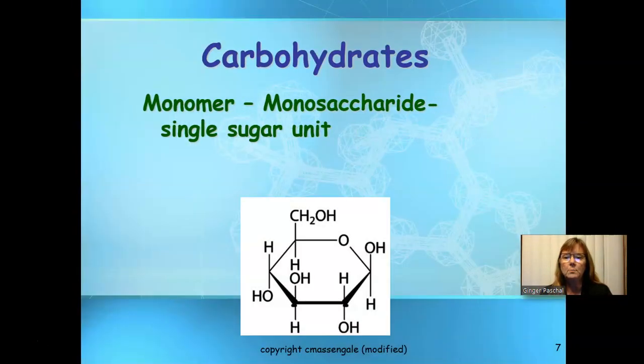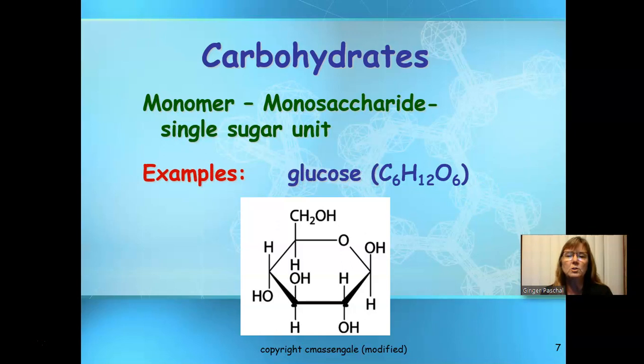There is one monomer that you are responsible for knowing and understanding. This monomer is a single sugar unit called glucose. The chemical formula for glucose is C6H12O6. That means there's 6 carbons, 12 hydrogens, and 6 oxygens. And you can see if we divide each of these numbers by 6, we end up with a 1 to 2 to 1 ratio.